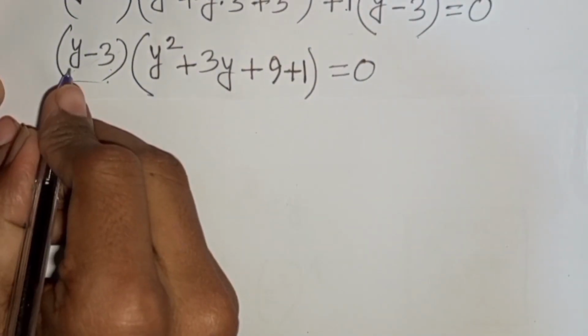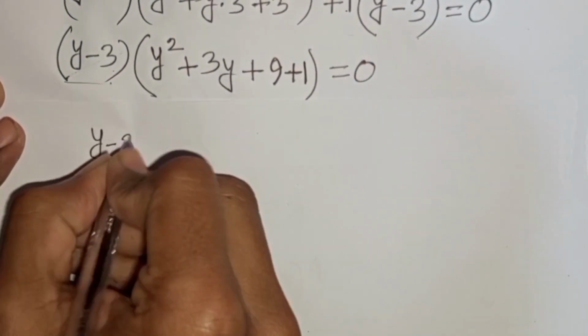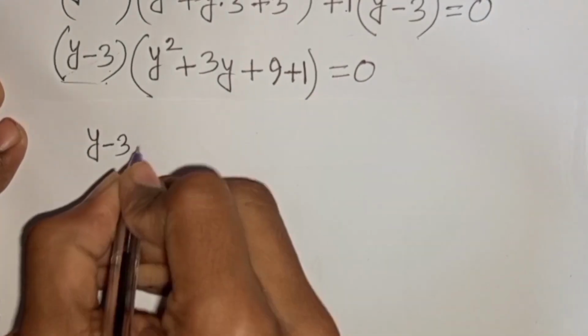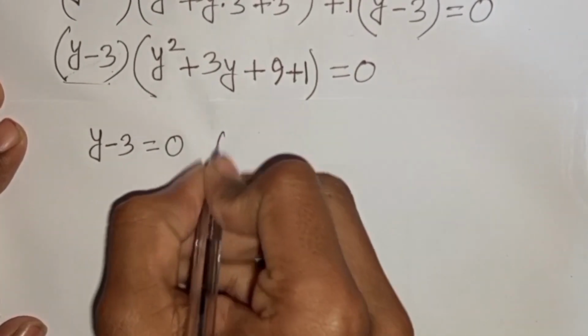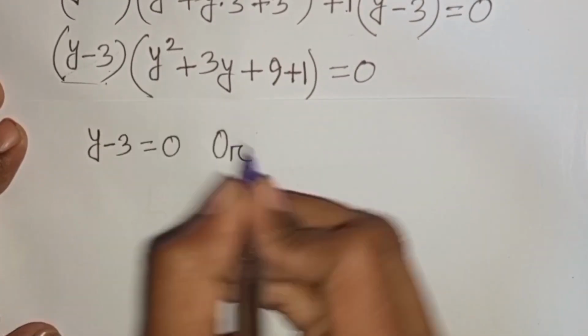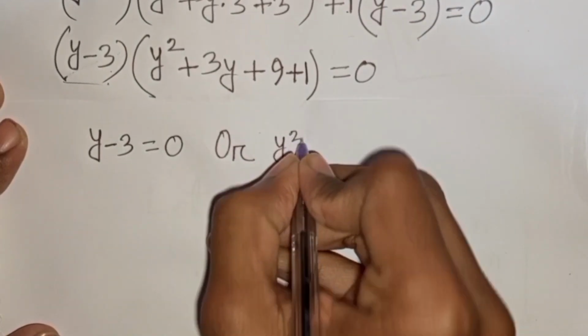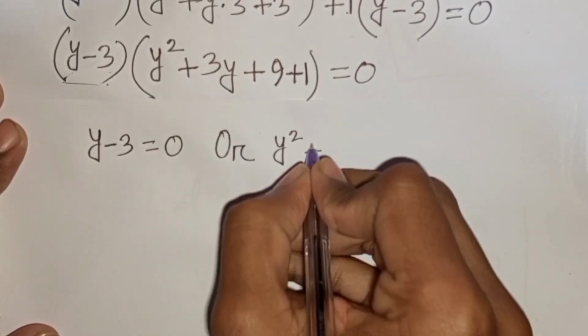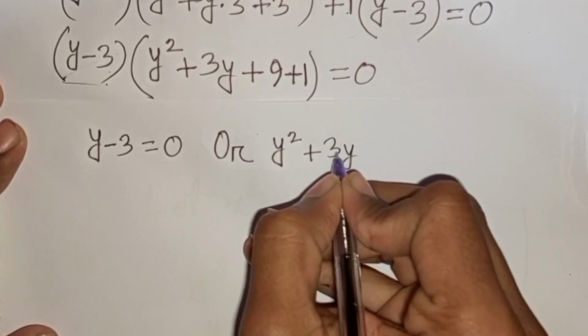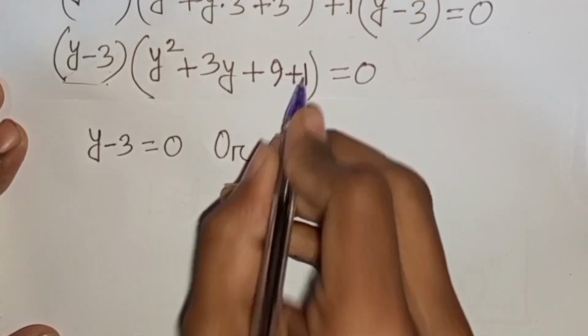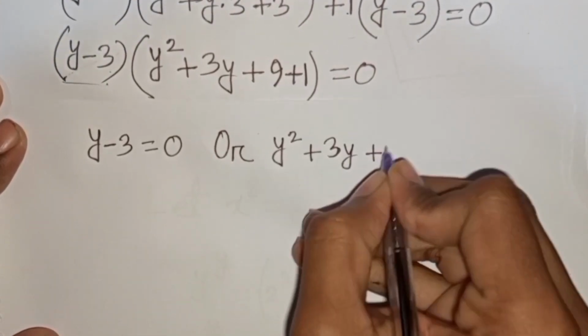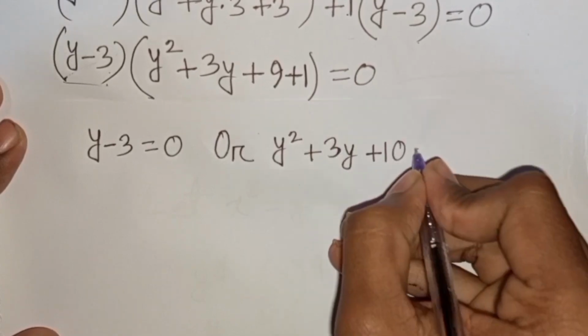Now we can write here y minus 3 is equal to 0, or y square plus 3y, then plus 9 plus 1, that means it will be plus 10, then is equal to 0.